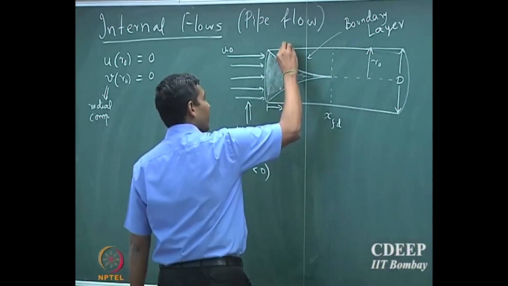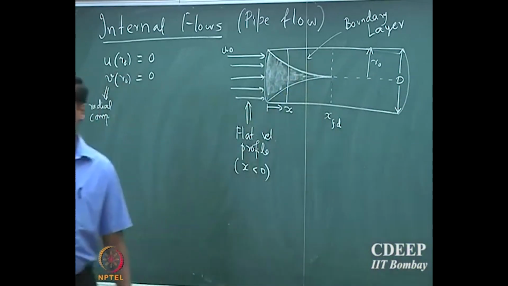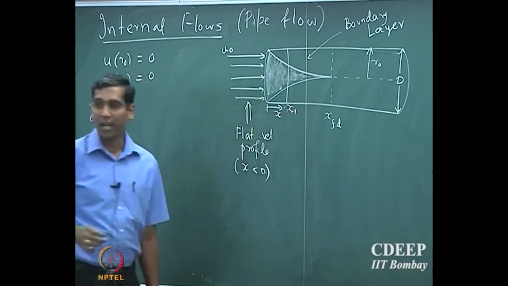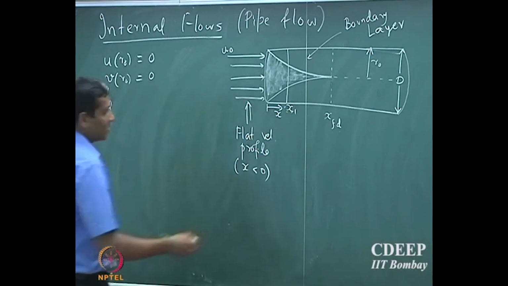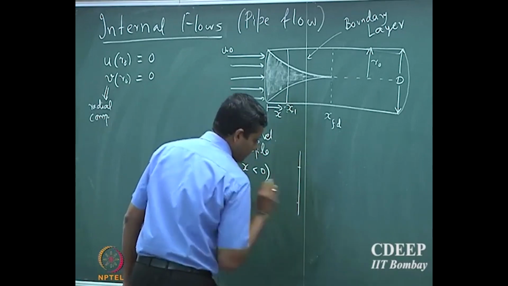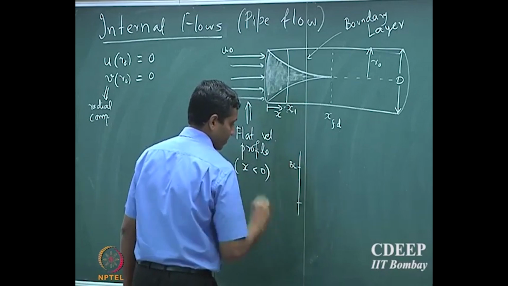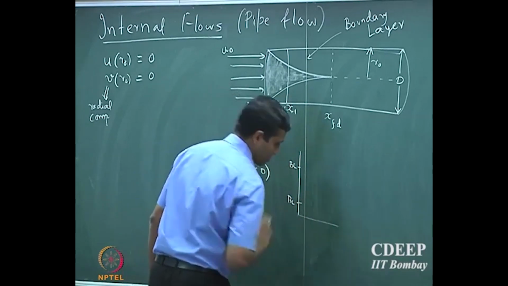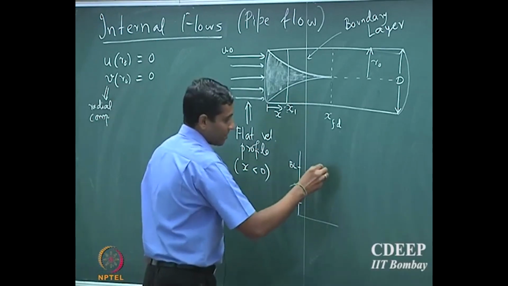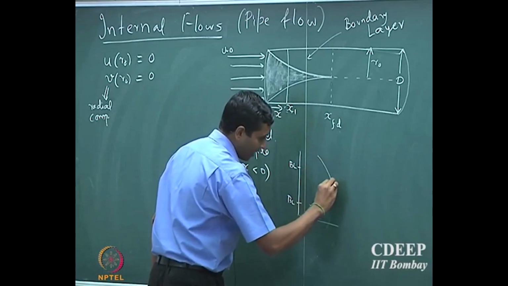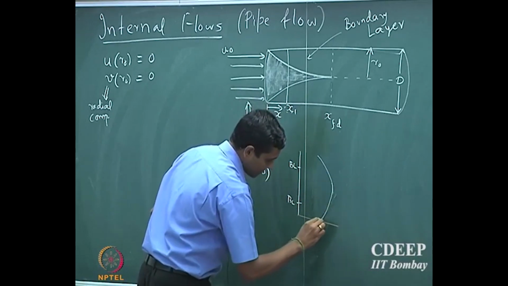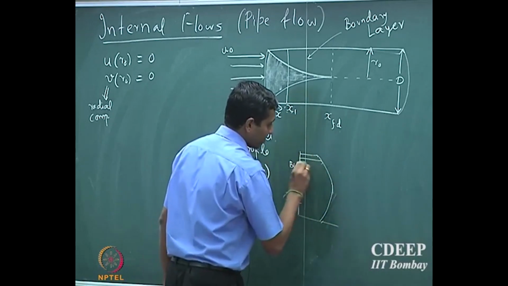Now suppose I draw the velocity profile at position x1. This is the location of the boundary layer. The maximum will be somewhere at the center. So you will have a profile which looks like this. It has to be symmetric, so it is a symmetric velocity profile.